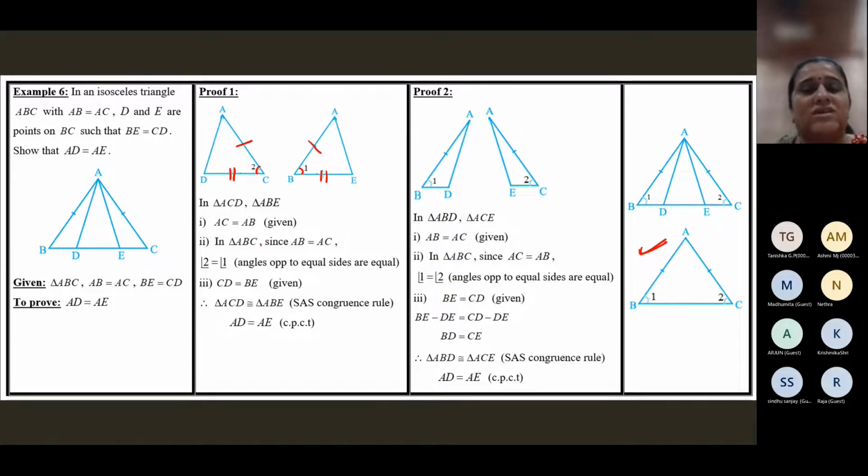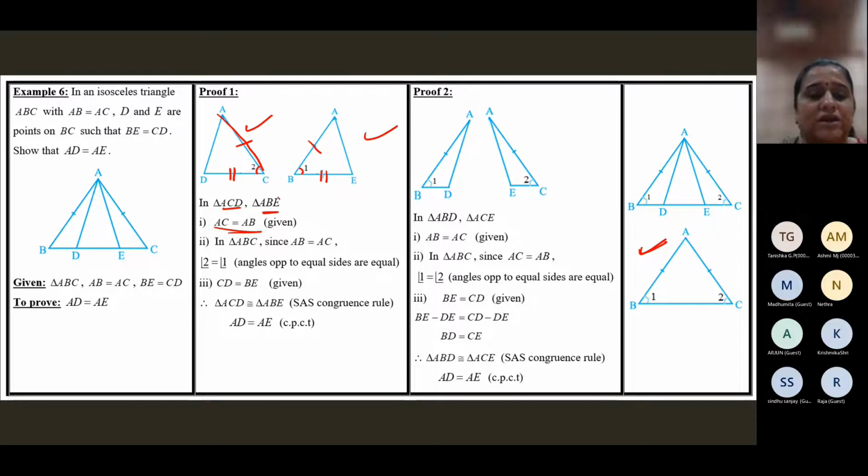Now you just have to list the equalities. You know the equalities, so mention the names of the two triangles. This is the procedure. In triangle ACD or ADC, you can name it however you want. In these two triangles, what should you write? AC is equal to AB, given.